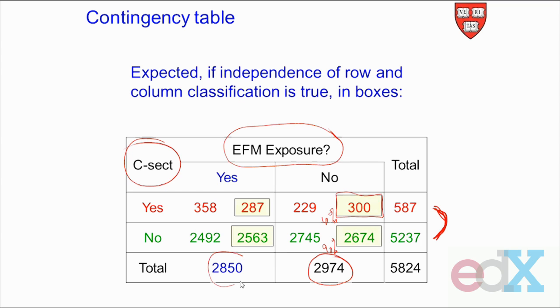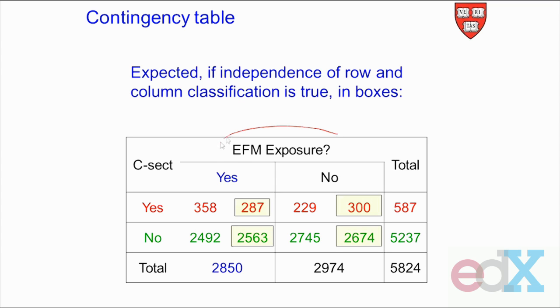And then we take this and distribute it roughly 10% up here and 90% down here. And then do the same thing for this one, 10% up here and 90% down here. Or if you want to work on rows, then you take this and put roughly 50% of it there and 50% of it there, and roughly 50% there and 50% there. So this is what we would expect to see, the square boxes, if there is no relationship between EFM exposure, which gives us the column classification, and C-section, which gives us the row classification.